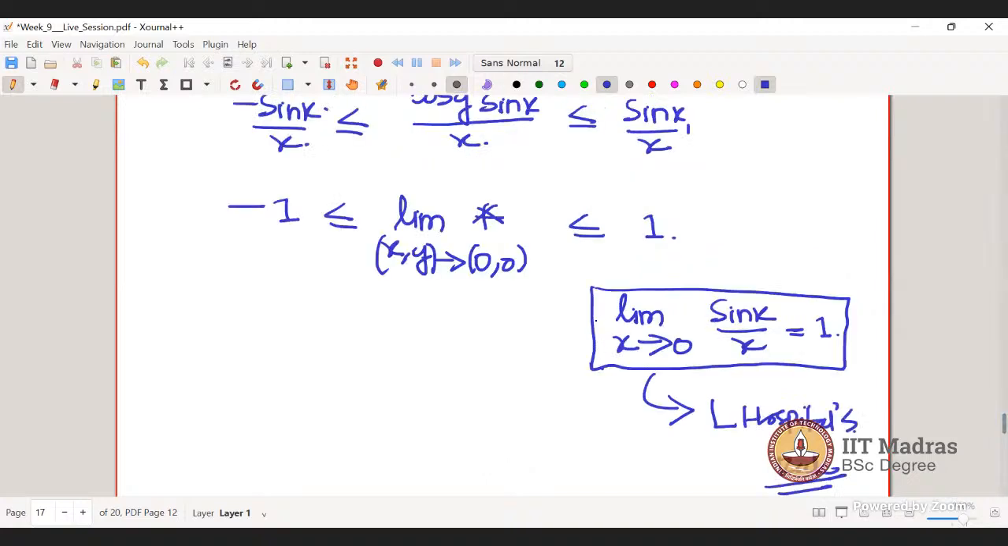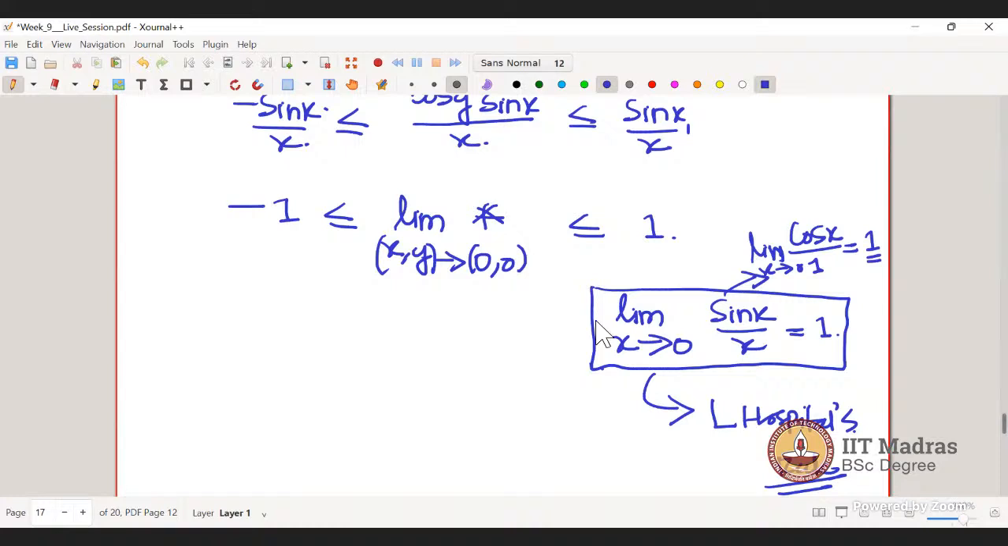So if you differentiate the above one, what will you get? Cos x by 1, which is basically 1. So by applying L'Hopital's rule, you can show that this limit is 1.